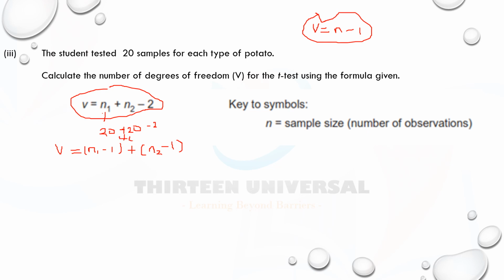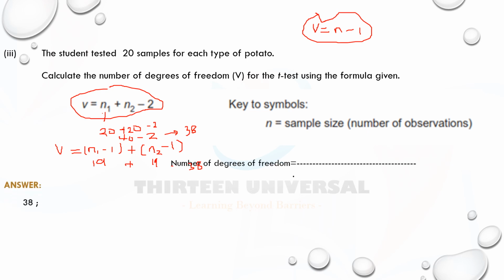40 minus 2 is 38. Just 2. So this will give us 38. Okay, so that's the degree of freedom, 38. If you decide to do this the same way, 20 minus 1 is 19, right? So 20 minus 1 also here is 19. 19 plus 19 is 38. Add 2 of them, each one is 20. So that will still give you 38. So that is 38 degrees of freedom, 1 mark.